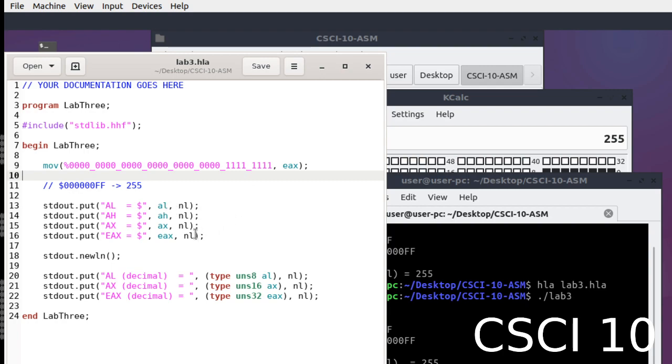So the question is about registers, are they zeroed? Registers are not guaranteed to be zeroed in HLA, so if you want them to be zero, you should be careful that they are zero. Variables, on the other hand, when you declare a variable in HLA, those will be zeroed for you.